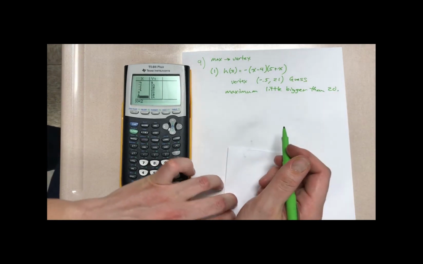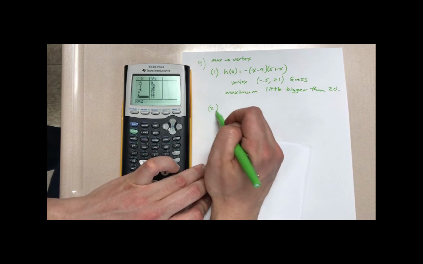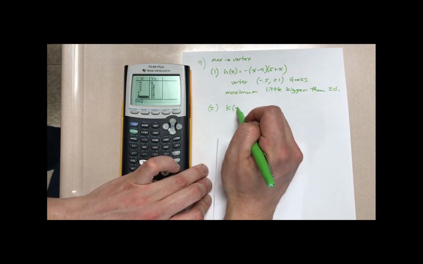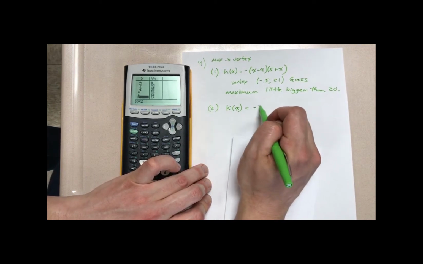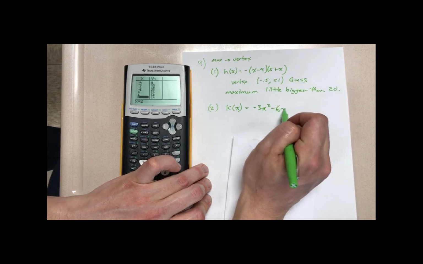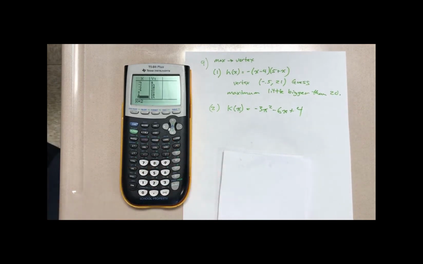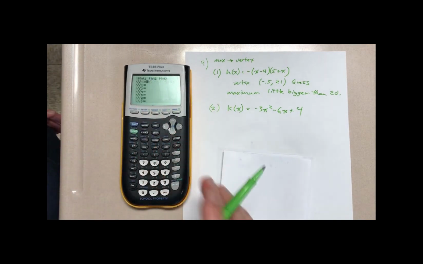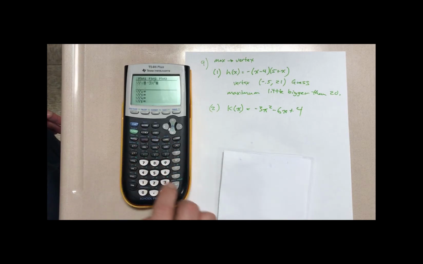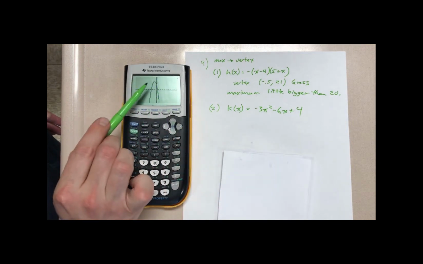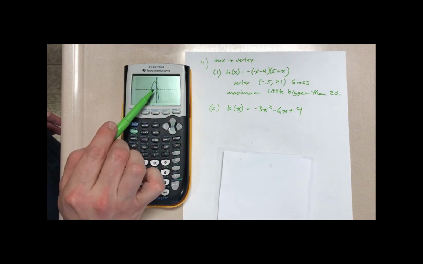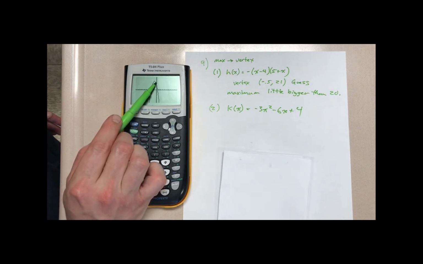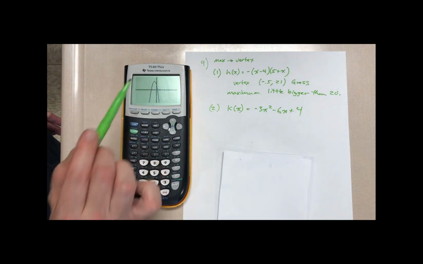All right, let's take a look at answer choice 2. Answer choice 2 says k of x is equal to negative 3x squared minus 6x plus 4. Well, let's see where that vertex is to see what its maximum is. Negative 3x squared minus 6x plus 4. We graph it. Okay, well that maximum, we can just count it out: 1, 2, 3, 4, 5, 6, 7. Looks like it's 7 or 8.